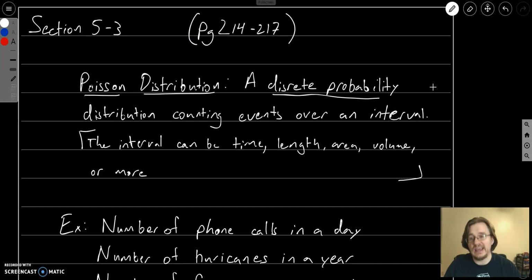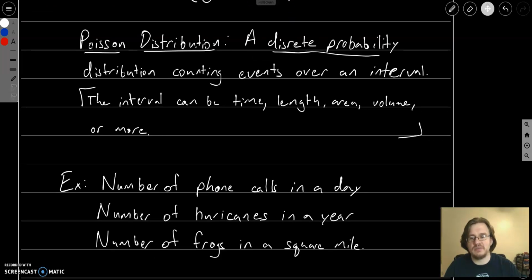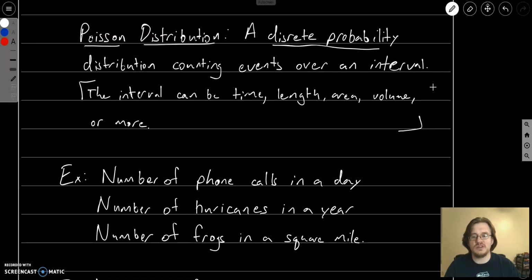events over an interval. And that interval can be some time period, it could be some length or area or volume or anything that's describing some sort of space or time, essentially. So, for example, a Poisson distribution could describe the number of phone calls you receive in a day. Again, the day is going to be the interval over which we're measuring, and each phone call is going to be the event that we're counting.